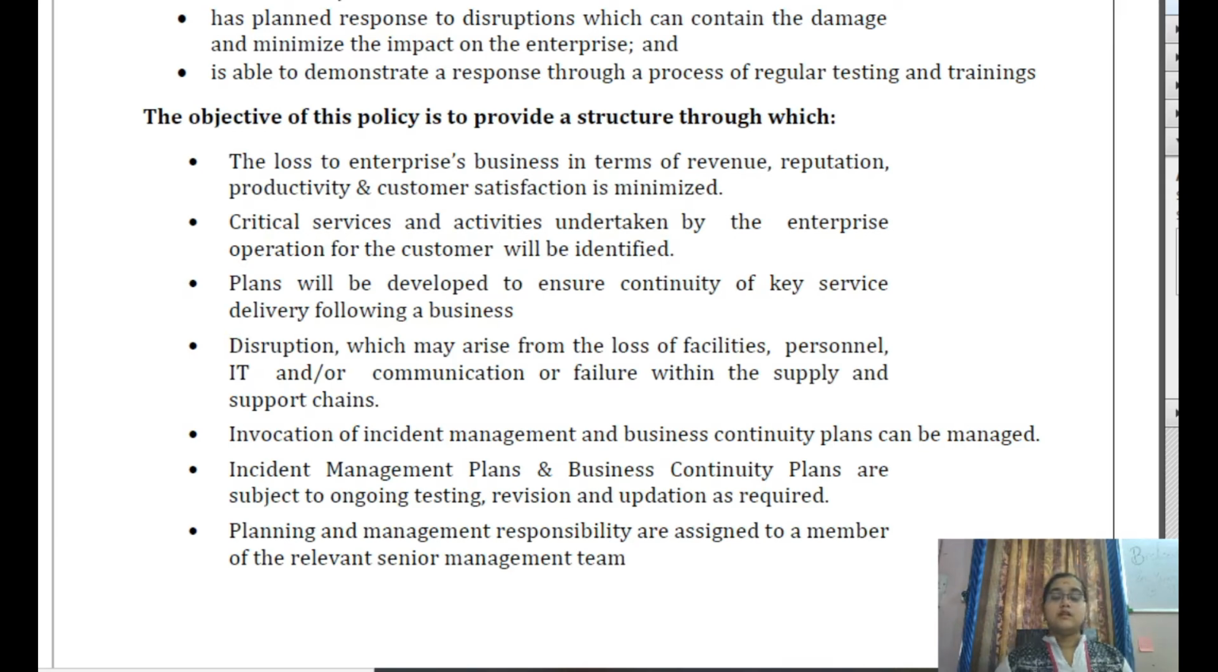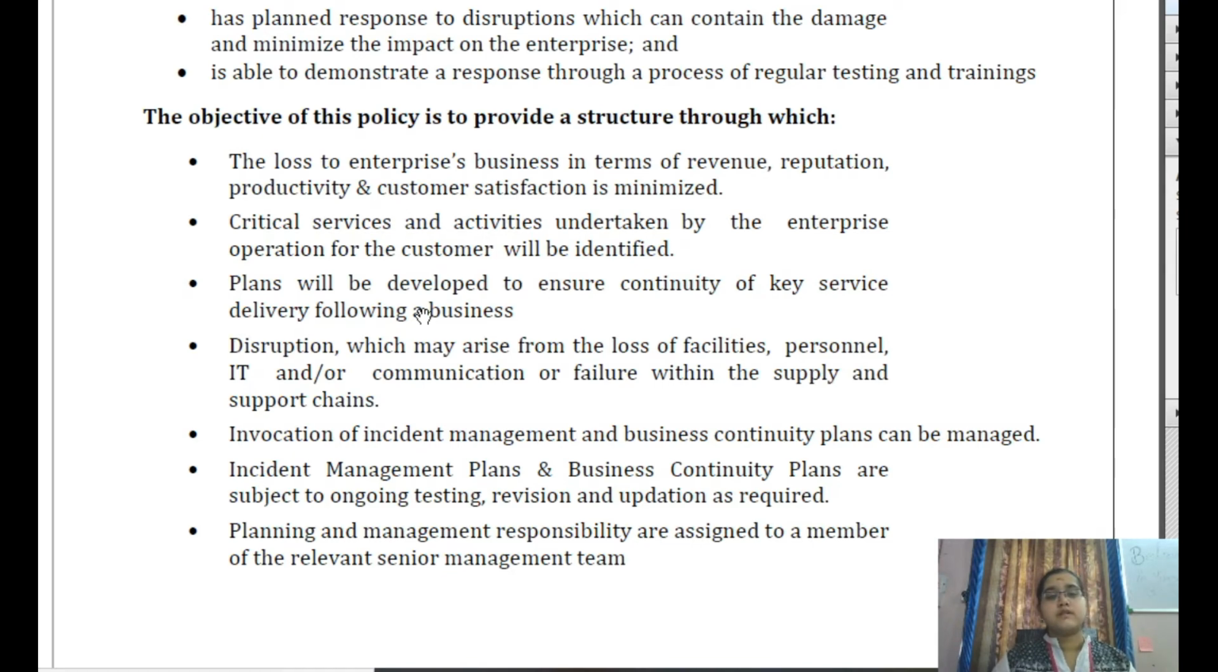Then planning and management. The policy also specifies who is responsible for development of the plan and who is responsible for maintaining the plan. Therefore, the objectives of the policy are to minimize the loss of enterprise business, identify the critical services and activities to the customer, develop a plan that can ensure the continuity of the key business services after the disruption occurs, invocation of the incident management and business continuity plan, subjecting them to ongoing testing, revision and updating, and the last objective is planning and management responsibilities being given to a particular member of the senior management. Means somebody is made responsible for development of this plan. So this is the objective of the policy.